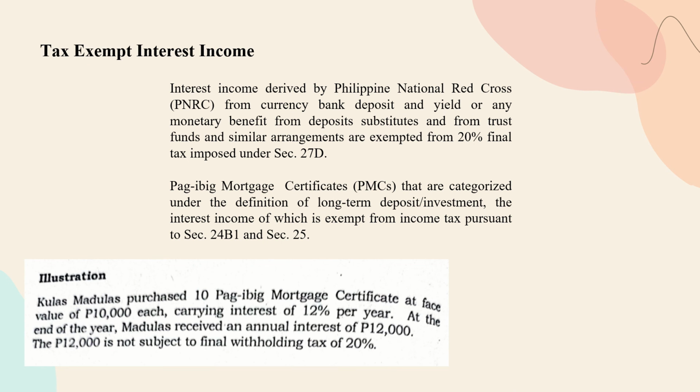Interest income derived by the Philippine National Red Cross from currency bank deposits and yield or any monetary benefit from deposit substitutes, and from trust funds and similar arrangements, is exempt from the 20% final tax imposed under Section 27D. Pag-ibig mortgage certificates that are categorized under the definition of long-term deposit or investment, the interest income of which is exempt from income tax pursuant to Section 24B1 and Section 25.